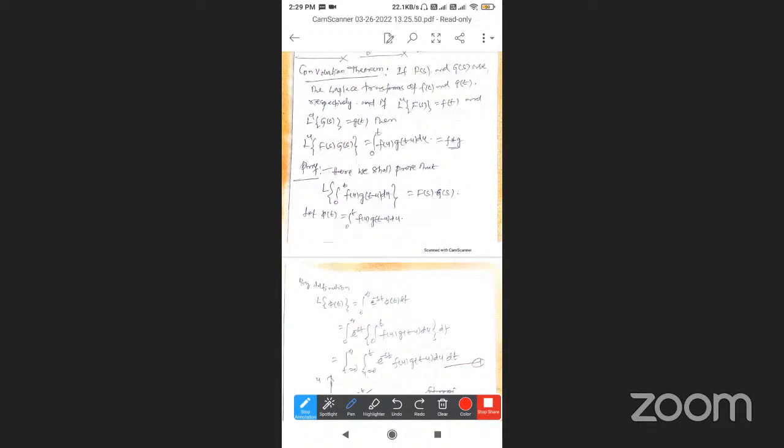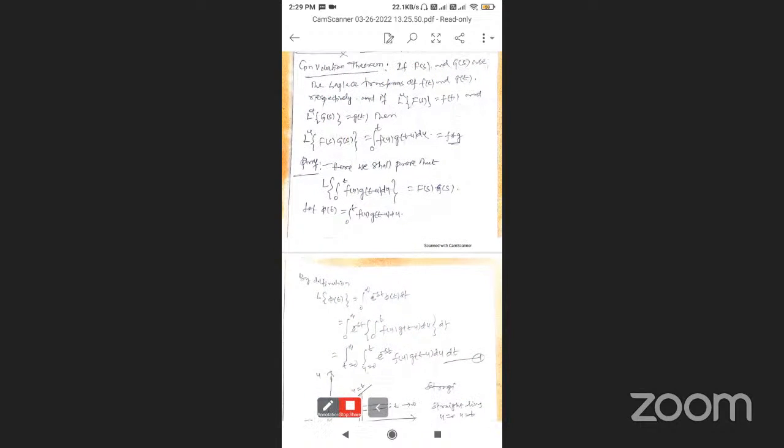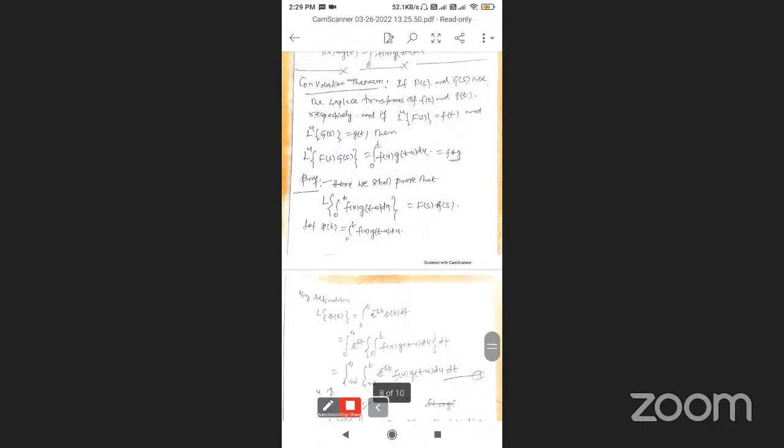So it is the convolution theorem statement. We have to prove the convolution theorem statement. The inverse Laplace transform of F of s is equal to f of t, and the inverse Laplace transform of G of s is equal to g of t. On the right side, F of s is the Laplace transform of f of t, and G of s is the Laplace transform of g of t. We have to prove this.